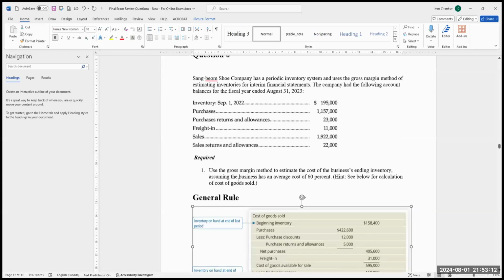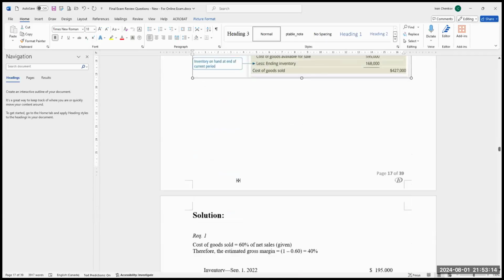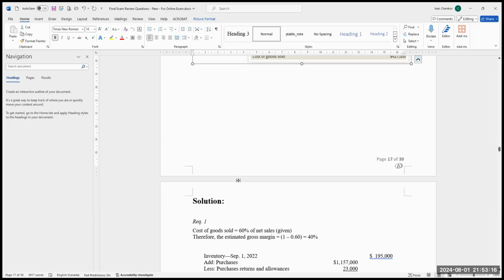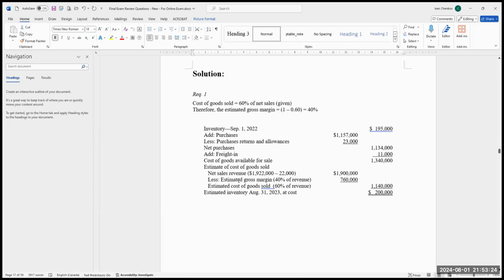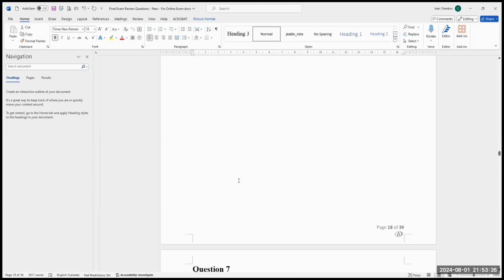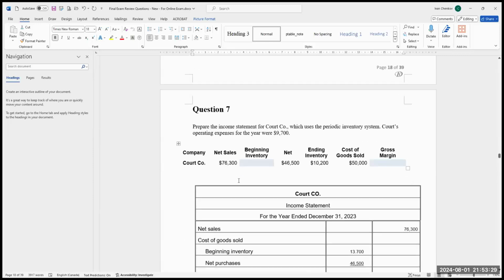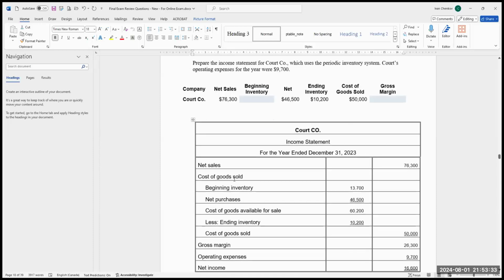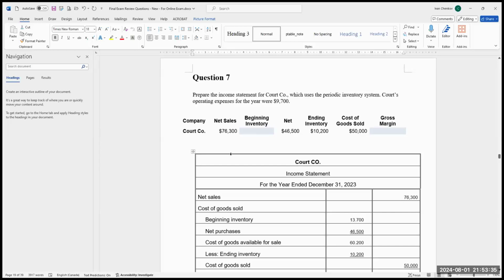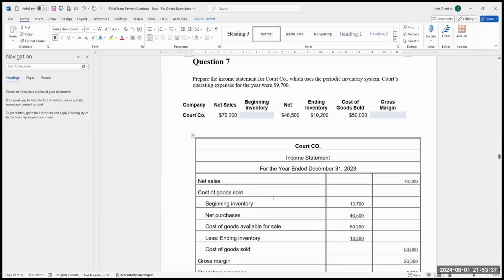This question is from chapter 6. From chapter 6, you're going to have two questions. One is calculating the first in, first out and weighted average, and one to calculate the ending balance using the gross margin method. There'll be one more question from this chapter, which is related to preparation of the income statement. In this question, I'm asking you to prepare the income statement.